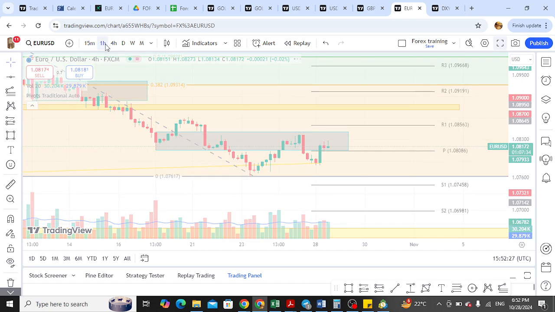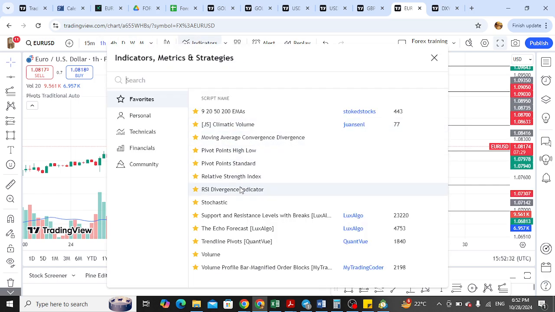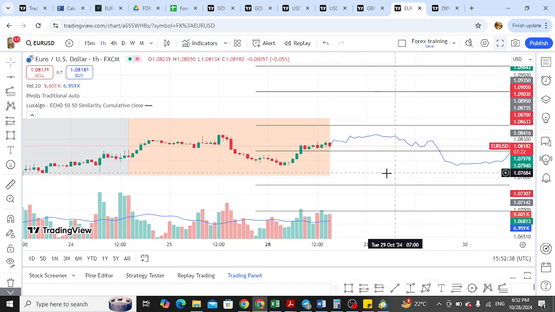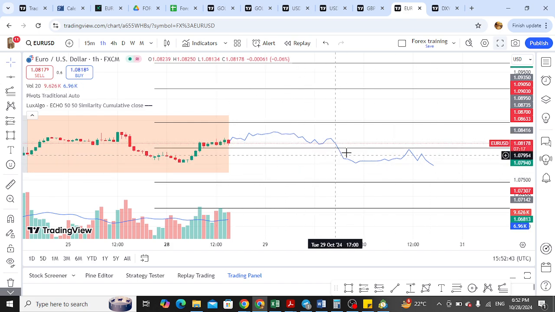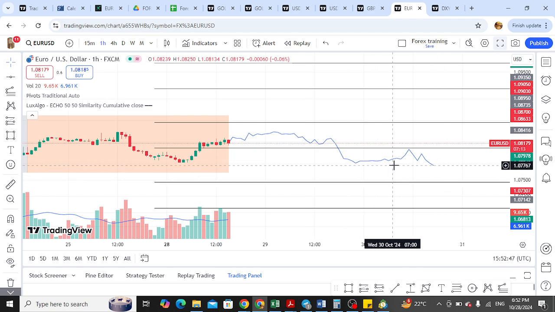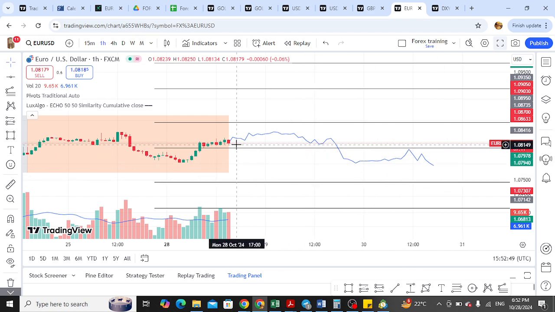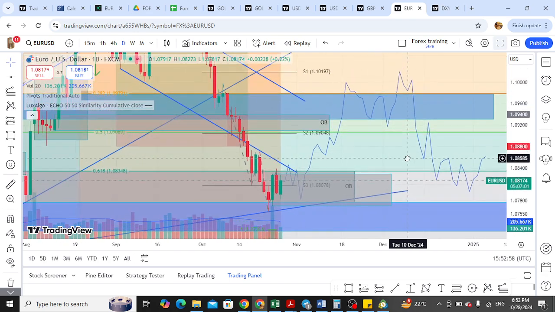On the 1 hour, I look at one other indicator only on the 1 hour. It's called the Eco Forecast from LuxAlgo, and it gives me on the 1 hour where the price is going in the future. It's horizontal. There is nothing much here. So there is no real opportunity. There is nothing to look at in the Euro USD now, and I was right in saying I will wait for a price movement.